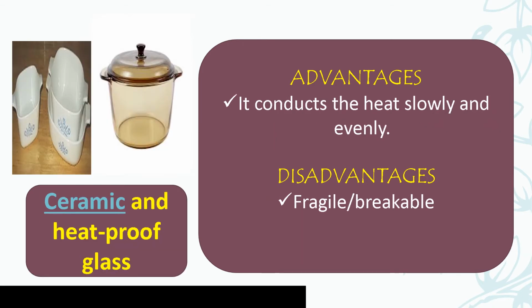Next is the ceramic and heat-proof glass. It is commonly used for baking as well kasi nga fragile siya or breakable siya. Pag sabing fragile, madali siyang mabasag kasi glass siya. But the disadvantage of this, it conducts the heat slowly and evenly. It is commonly used for baking but not for cooking kasi nga ito ay mababasag.